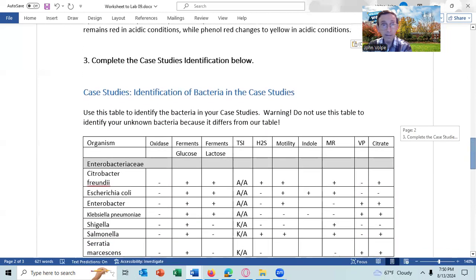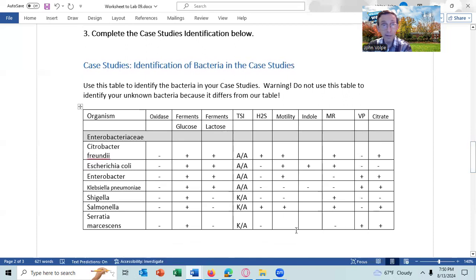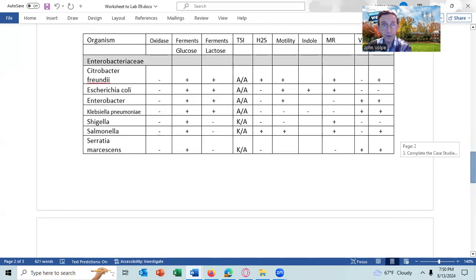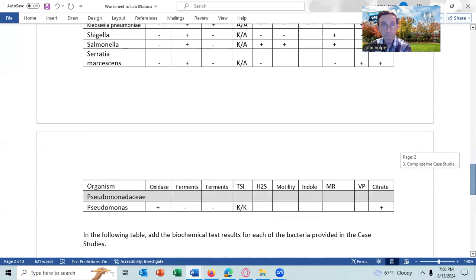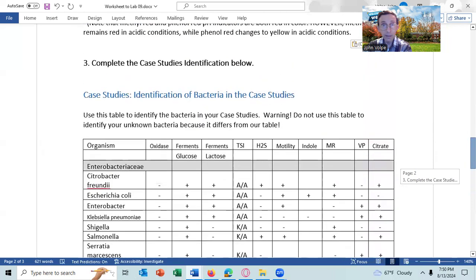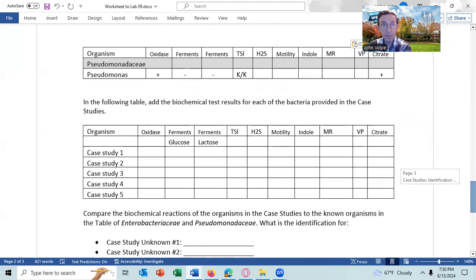And then complete the case studies below using this key to solve for the gram-negative bacteria. So we have family Enterobacteriaceae here, and then family Pseudomonadaceae here. And then you're going to be running different tests in your case studies. Fill in for case study 1 the information here.